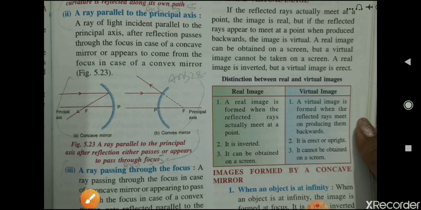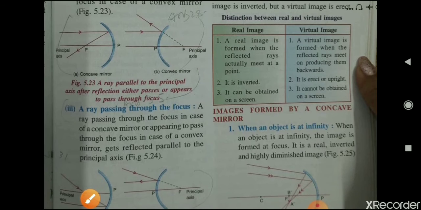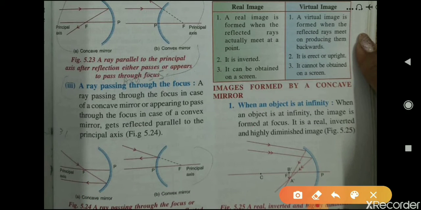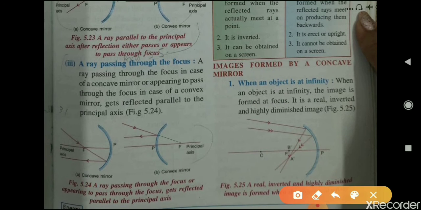Now, images formed by a concave mirror. When an object is at infinity, the image is formed at the focus. As you can see here in this diagram, the rays are coming from infinity. These are the incident rays, and after reflection, they meet at the focus.